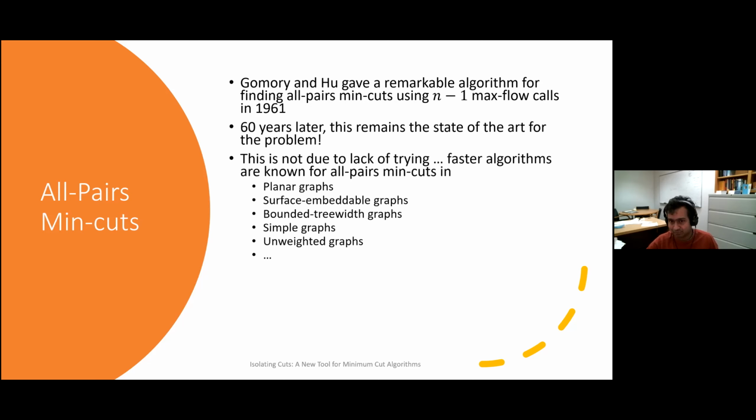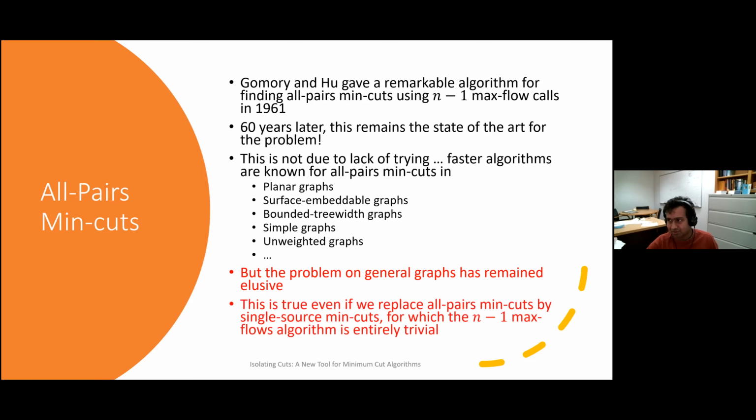So faster algorithms are known for all pairs min-cuts in pretty much every meaningful subclass that you can think of: planar graphs, surface embeddable graphs, bounded tree width graphs, simple graphs, unweighted graphs, and I'm sure I'm missing a few. So a lot of special cases have resulted in algorithms that run faster, but the general problem still remains open 60 years later. So on general graphs, we still don't have a faster algorithm. And in fact, as we saw on the previous slide, this is true even if we replace all pairs min-cuts by just single source min-cuts.